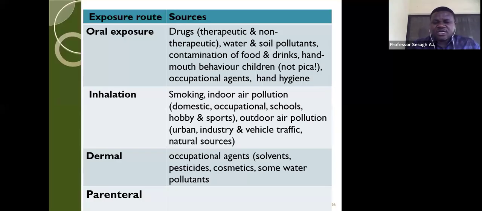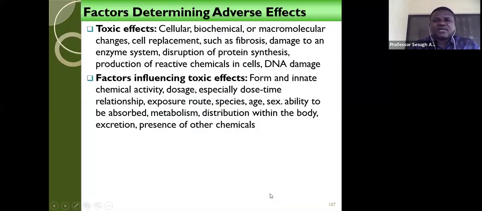Dermal is through occupational agents like solvents. We are working in an environment that produces solvents, pesticides, cosmetics, some water pollutants. It is very likely that you may get in contact with them through your skin, and they may absorb into your body through the skin too. So parenteral, we have said what parenteral is. Factors influencing toxic effects, we have looked at that.